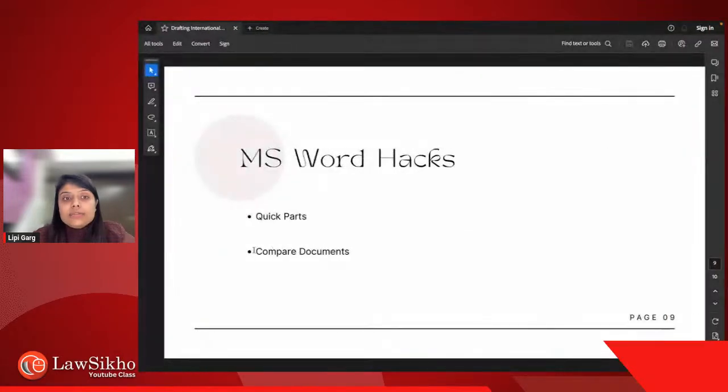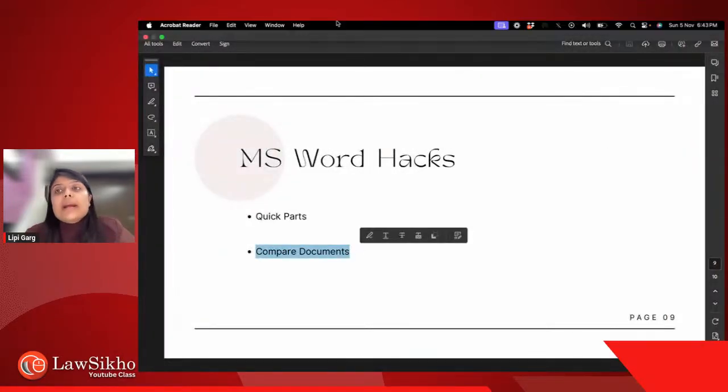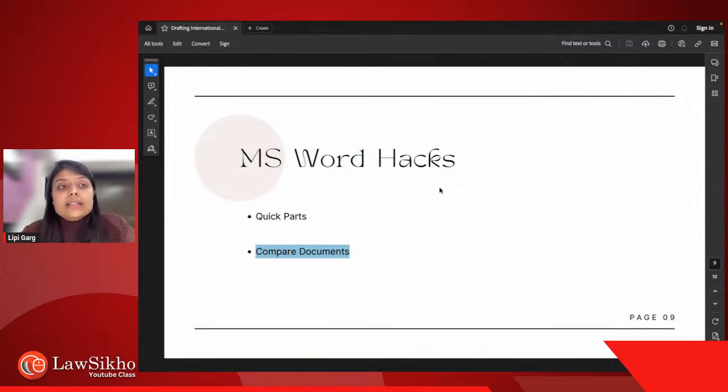Great. So the second feature is compare documents. How compare documents works is that let's say you sent a draft to the client. After drafting the first part of it, you share the first draft with them, and they send you a revised version with their comments on it, but they forgot to turn on the track mode, and they made the changes there only. Now it becomes very difficult for you to track what all changes they made to your document. So compare documents in that particular scenario comes very handy.